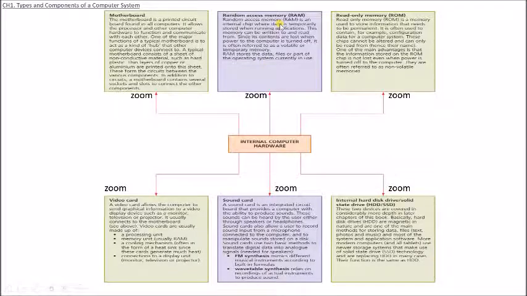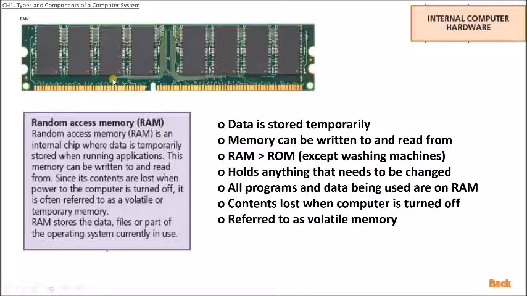Now, the random access memory, which we refer to as RAM. RAM, or random access memory, is an internal chip where data is temporarily stored when running applications. It has this shape, as you see. You can find these pictures in your book. Now, this memory can be written to and read from while our computer is running. Okay, now we will find out what this means.